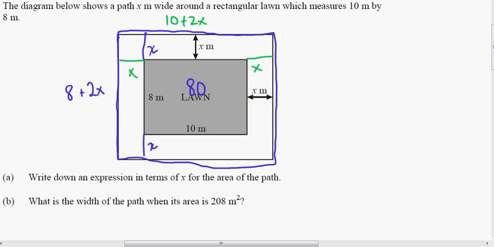Now, an expression to find the area of that would be, let's see here, what would the expression be? Well, you just have to multiply them. So it's 10 plus 2x times 8 plus 2x.